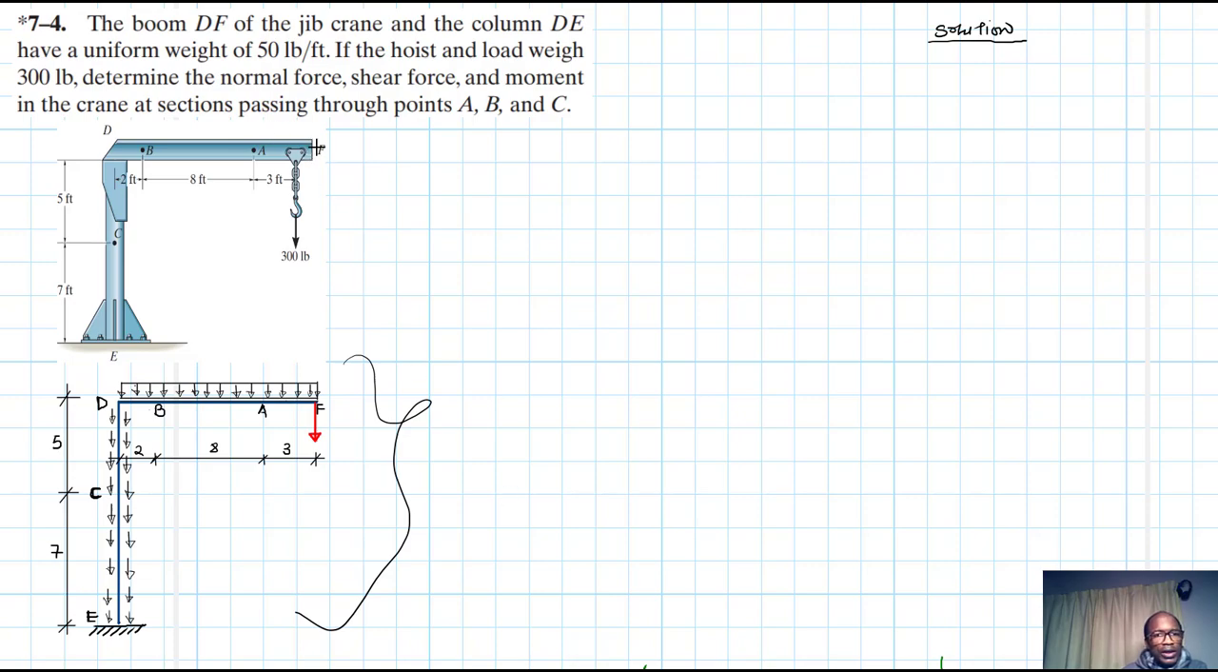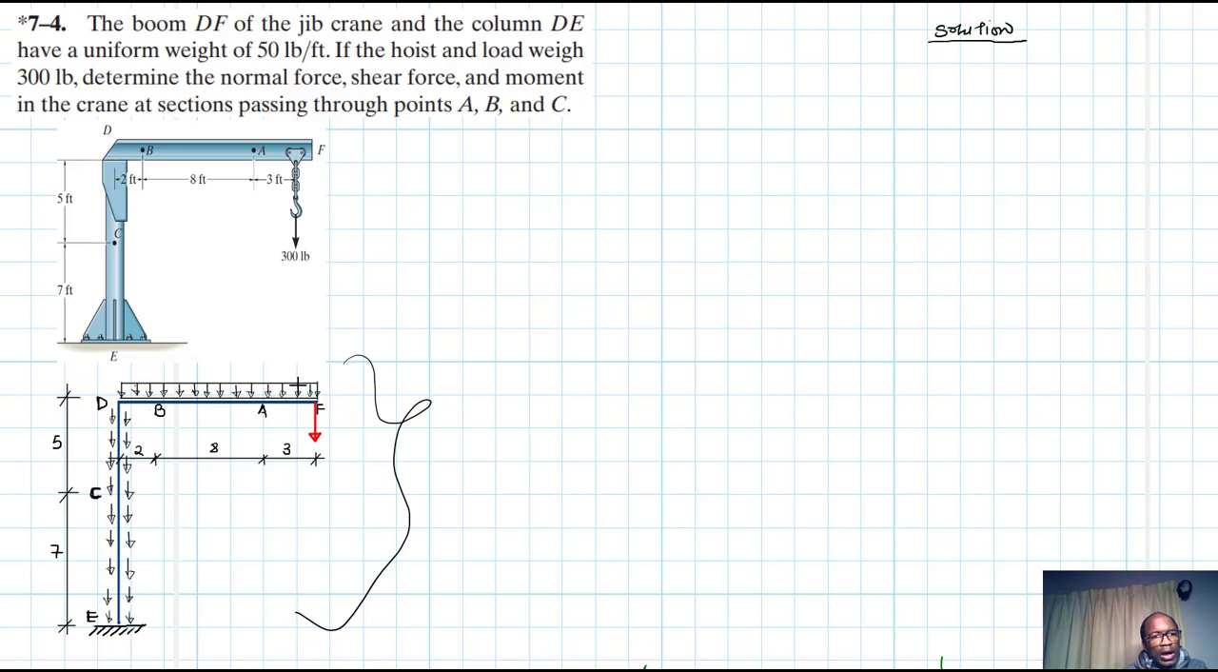So what I've done below here is I have redrawn this particular crane and column DE using the line that goes through the neutral axis. Okay, the neutral axis is an axis that has zero longitudinal stresses and strains. And normally this is what we use for modeling structures like this one. So I redrew it here.